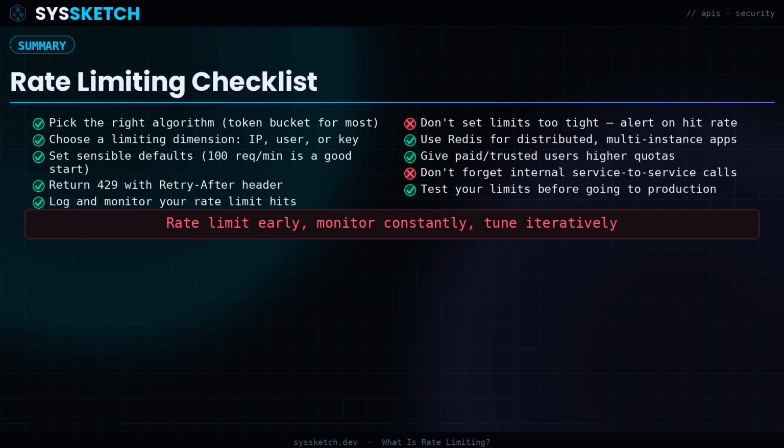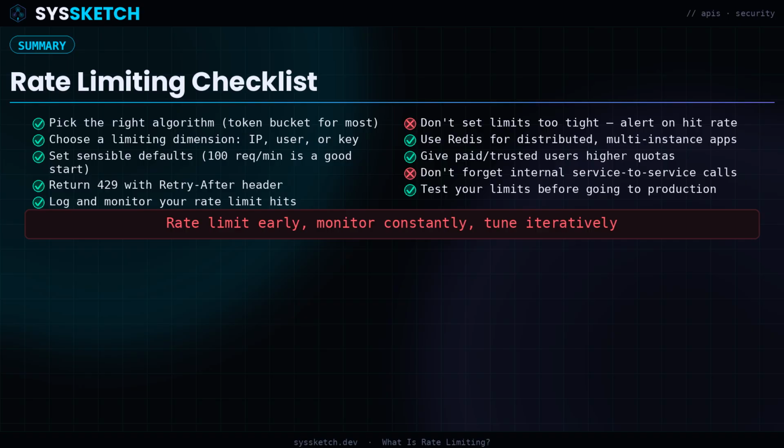Use Redis for your counter store if you run more than one instance. Give trusted and paid users higher quotas. Monitor your rate limit hit rate. If 10% of your traffic is hitting the limit, your limits are probably too tight. And test before you ship. A rate limiter that is too aggressive will frustrate your real users more than it deters attackers. Rate limit early, monitor constantly, and tune based on what you see in production.